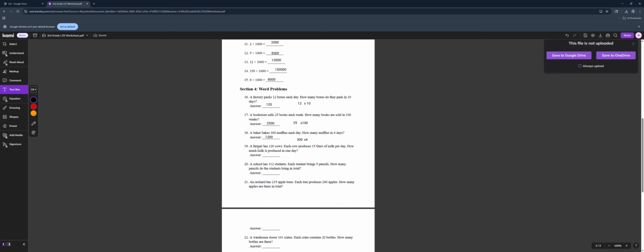For number 19, we have a farmer has 120 cows, and each cow produces 15 liters of milk every day. How much milk is produced in 1 day? So this is a 120 times 15 problem, and for this you could just do 12 times 15 and put in the 0 later.